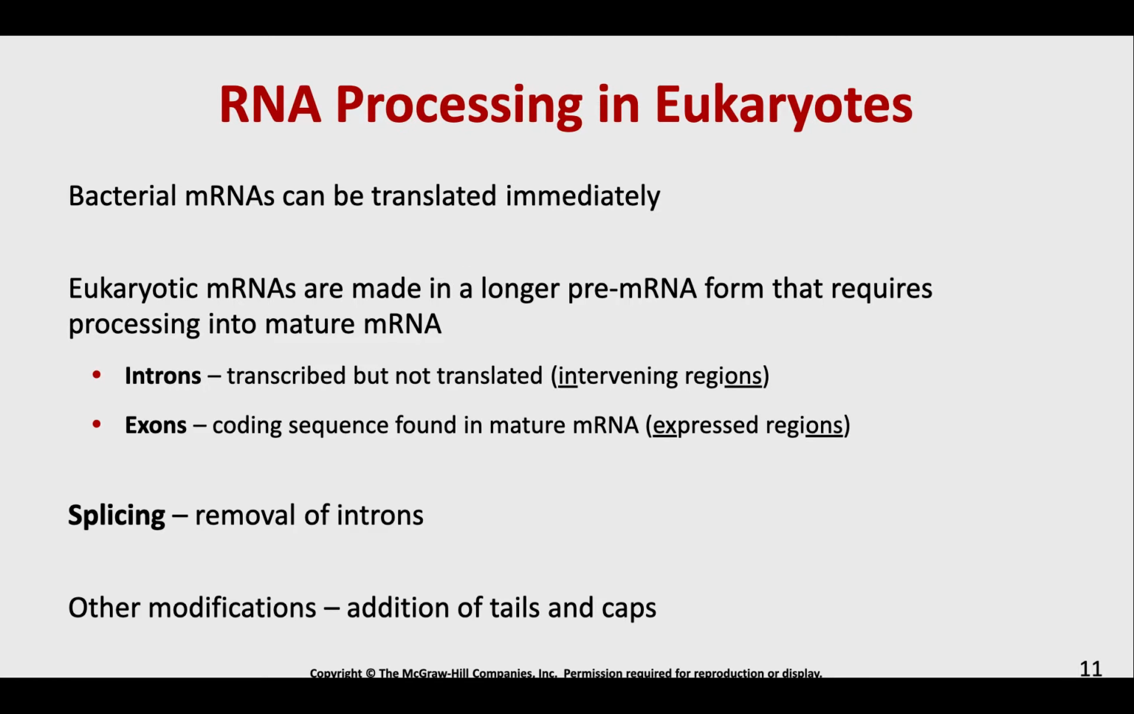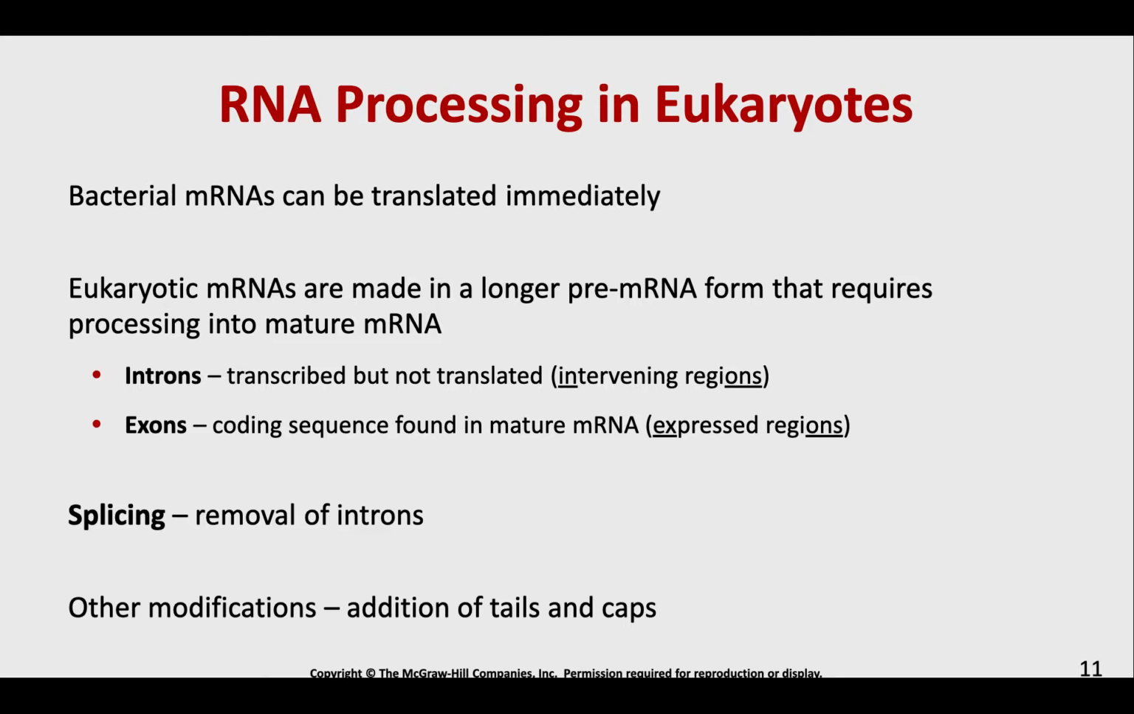All right. So I mentioned that between eukaryotes and prokaryotes, eukaryotes have this other step, where we have to process the pre-mRNA, which was just made in transcription, into the actual mRNA. In bacterial cells, this can happen immediately. We can go from transcription to translation. Eukaryotes, we have this intermediate step. We have to process it into the mature mRNA.